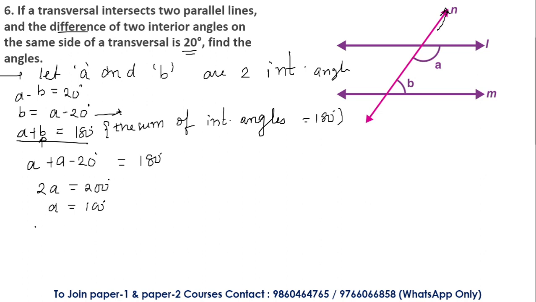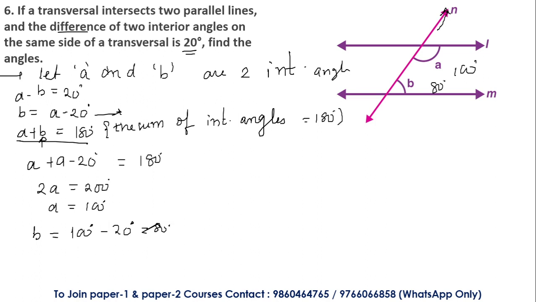Okay, so if the value of A is 100 degrees, we can conclude that the value of B is equal to 100 degrees minus 20 degrees, that is equal to 80 degrees. So these are the two required interior angles, that is angle A is equal to 100 degrees and angle B is equal to 80 degrees. So to solve this question, you just need to understand again the property of the sum of the interior angles formed by the transversal. Only this was required here. Okay, so based on this we have solved the whole question.